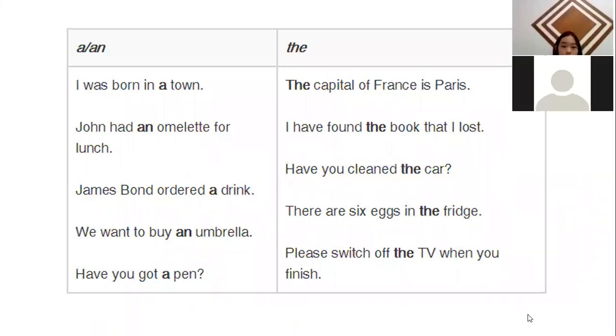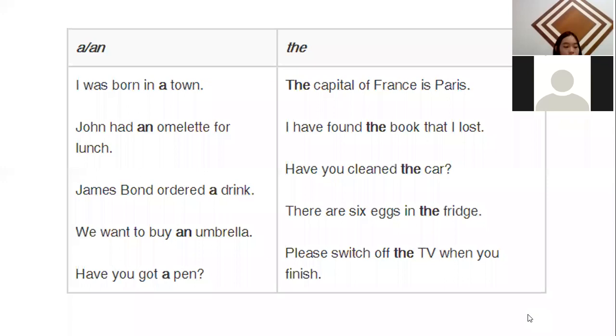I was born in a town. A town is a countable singular noun. Okay, why did we use an indefinite article? Because the town was not specified. Meanwhile, in the first example on the right side, under the definite article, "The capital of France is Paris." And this one is something specific.